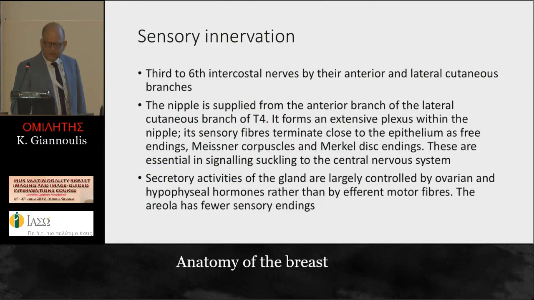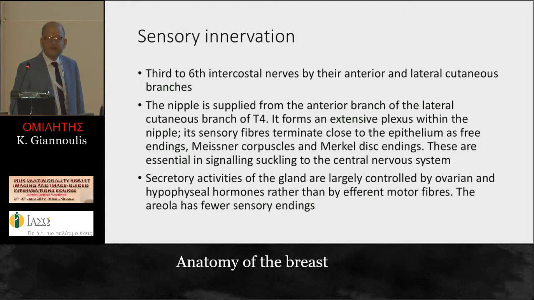The sensory innervation is provided by the third to the sixth intercostal nerves by their anterior and lateral cutaneous branches. The nipple is supplied from the anterior branch of the lateral cutaneous branch of T4. It forms an extensive plexus within the nipple with sensory fibers terminating close to the epithelium as free endings or attached to Meissner corpuscles or Merkel's disc endings, different receptors. These are essential in signaling suckling to the central nervous system.